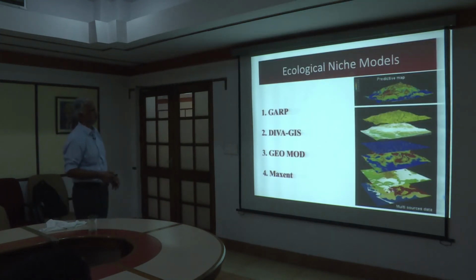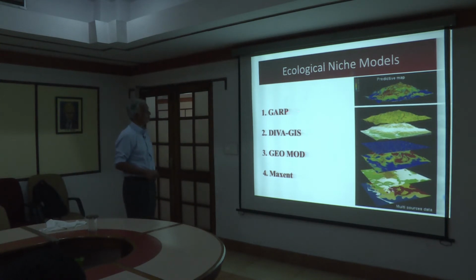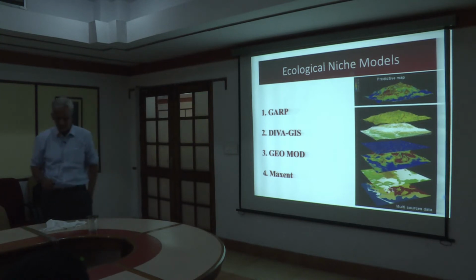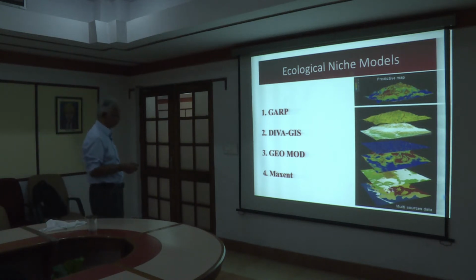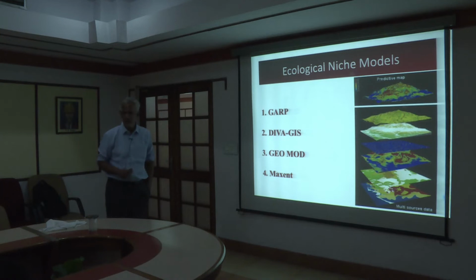So, there are different families of model. Again, I will not go into the details of them. One is called genetic algorithm rule set prediction model. Another is meant actually for breeders, but now it is put in disuse. It was developed in a CGIAR institution, called DIVA-GIS. There is GeoMod, but people today, like our group, use a model called MaxEnt. It is called maximum entropy model, which is also freeware. If you want to explore it a little bit more, you can download it, and you can do wonders with this maximum entropy model.